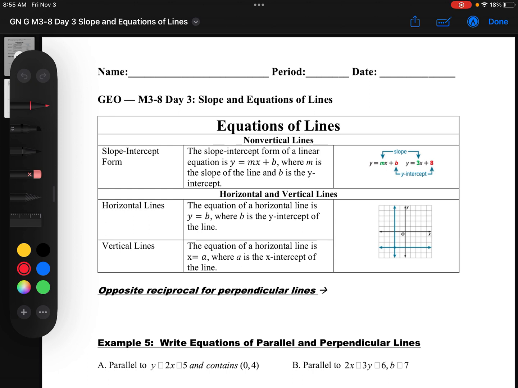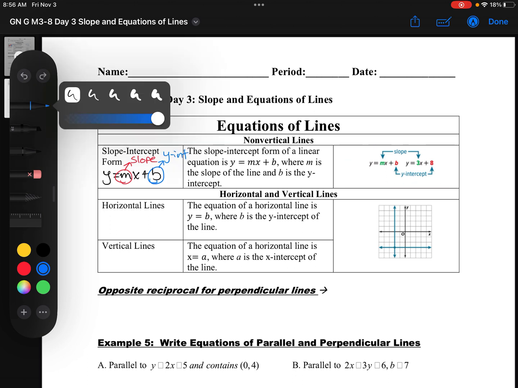Okay, so just to review, slope-intercept form comes in the form of y equals mx plus b, where m is known to be our slope, and b is known to be our y-intercept. So please make sure you have those written in. Okay, and there's also a diagram over here for you to see as well.